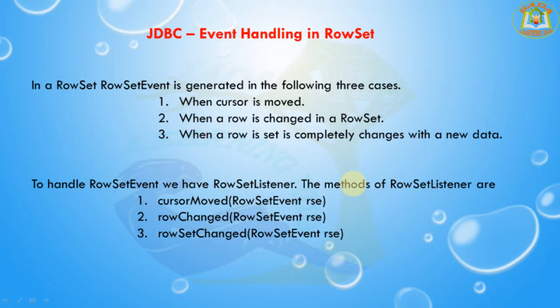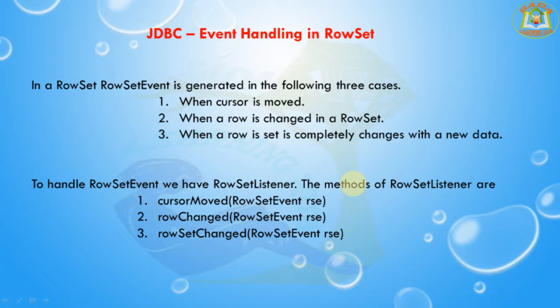and the RowSet object can be used after the connection is closed. So the RowSet object works in both connected and disconnected modes. A ResultSet object doesn't support event handling, and a RowSet supports event handling.